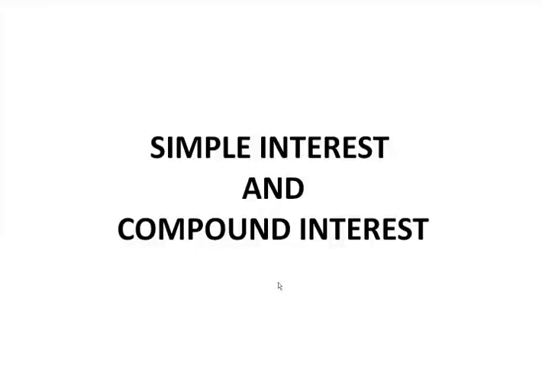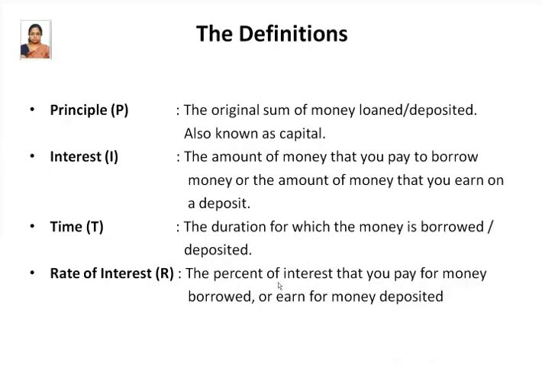Today we are going to start with simple interest and compound interest. The first thing is you're going to see the definitions which you're going to use in simple interest and compound interest. Principal. Principal is nothing but the sum, the amount, the original money which you're going to either loan or deposit. This is also called a capital. It's the actual amount which you're going to invest.